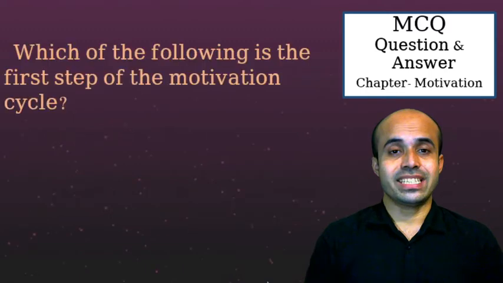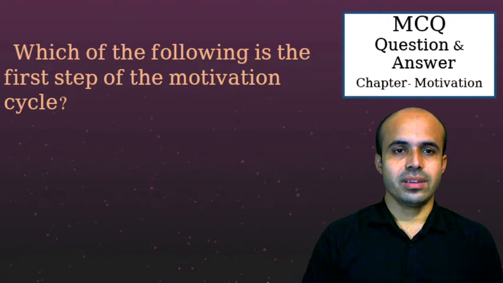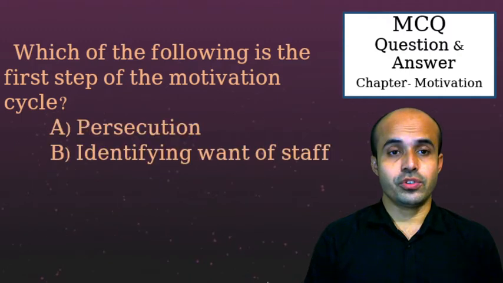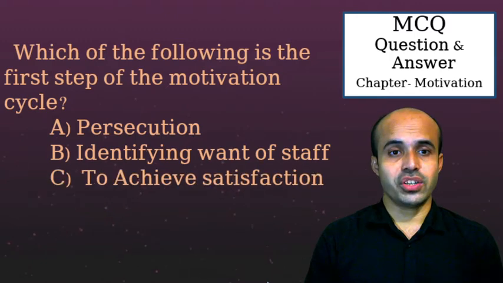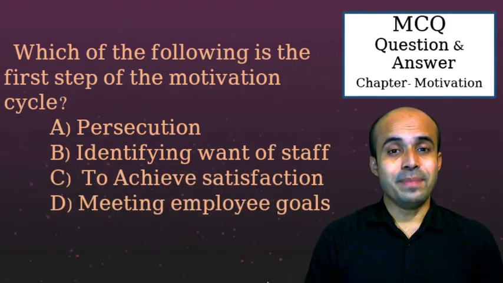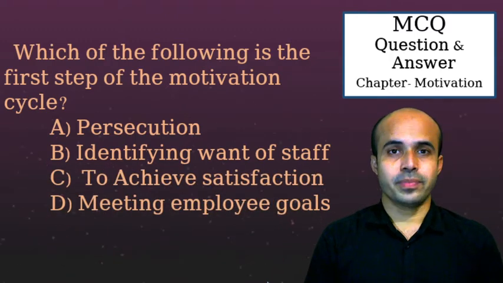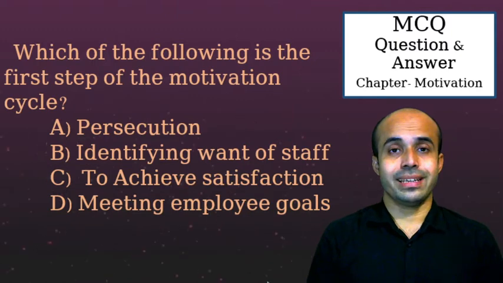The first question you can see on this screen. Which of the following is the first step of the motivation cycle? Alternatives are: A, persecution; B, identifying wants of staff; C, to achieve satisfaction; D, meeting employees' goal. Which one is the first step of the motivation cycle?